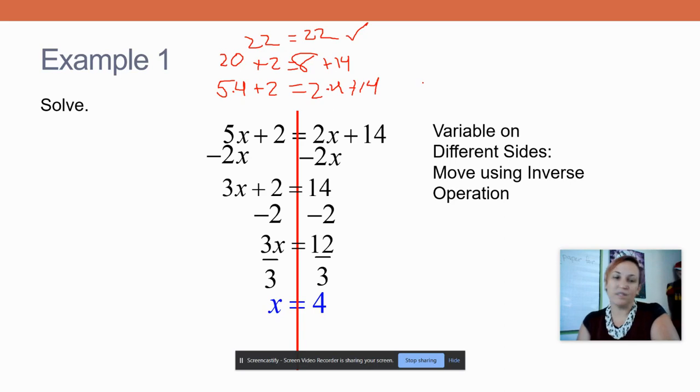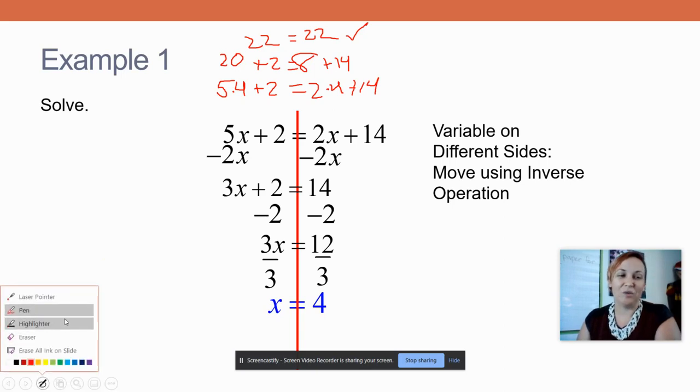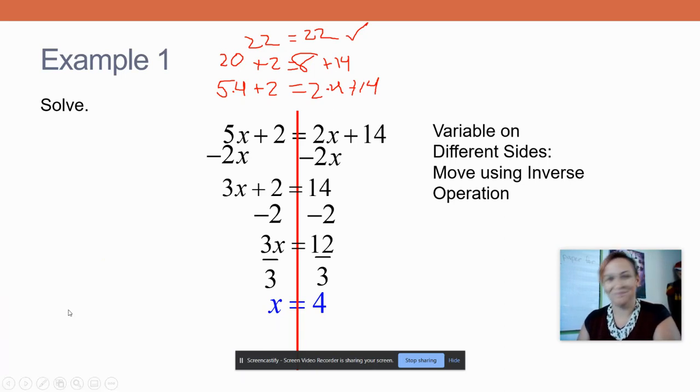Especially when we're getting into these more complicated problems that have more steps, it's really important to check your answers so that you make sure that you are getting the right answer. The more steps a problem has, the more places there are where you could potentially make a mistake.